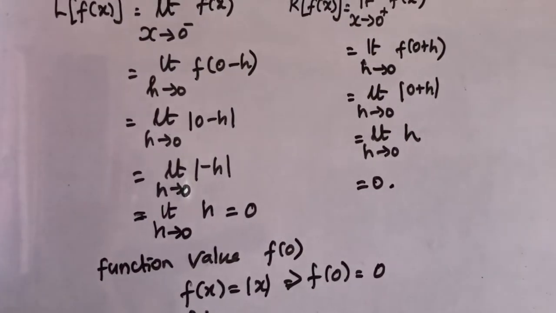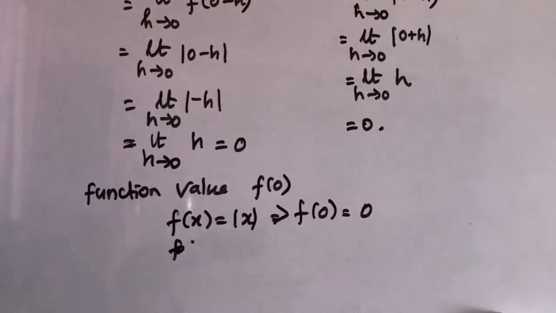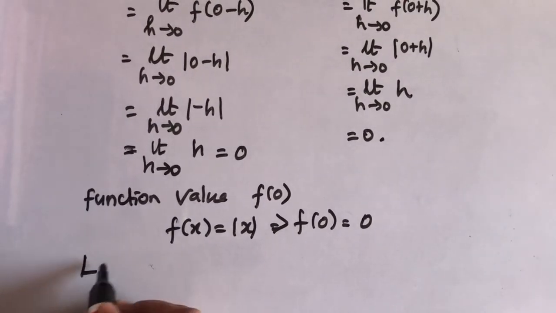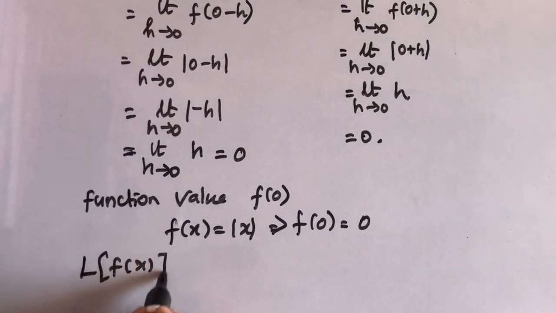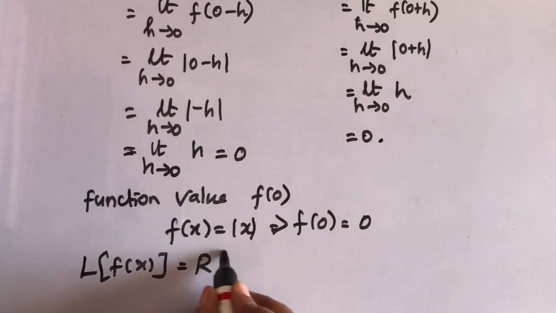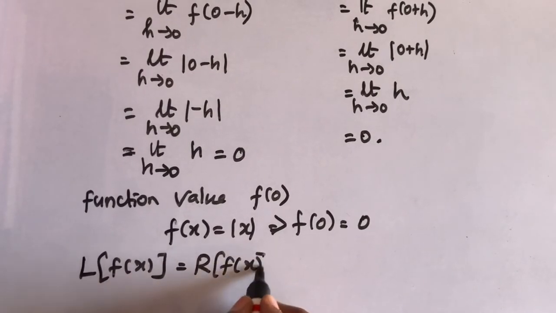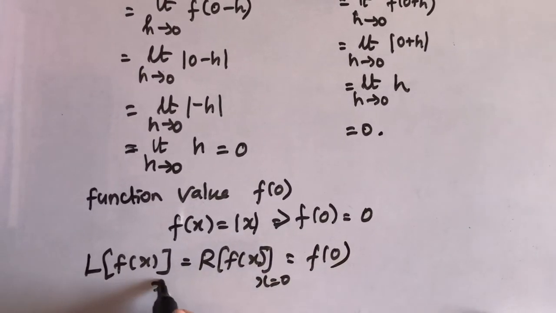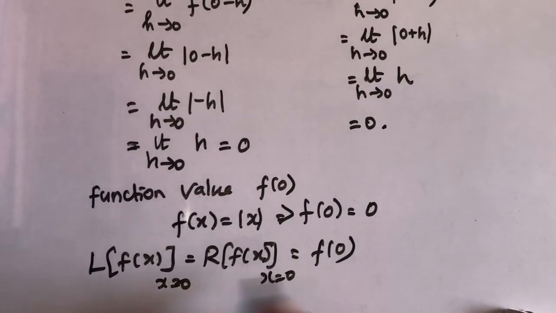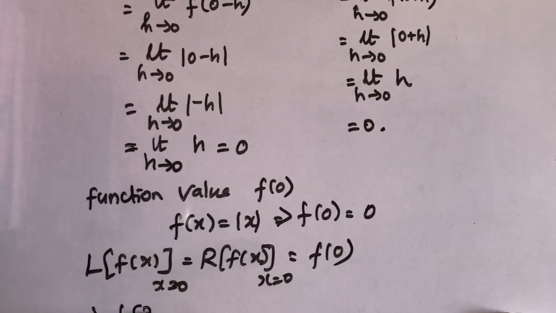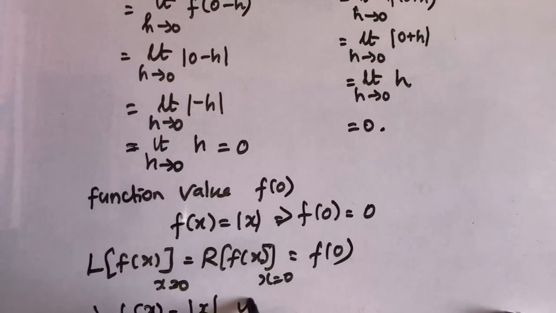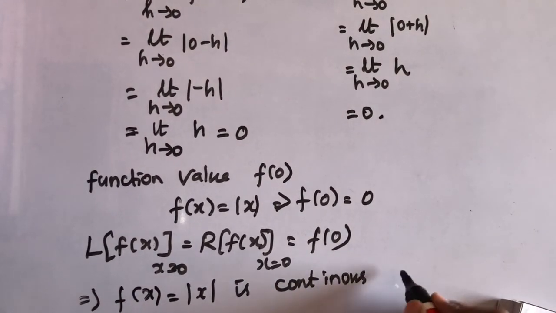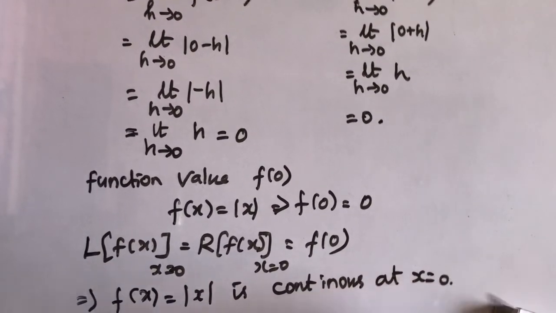Now, we have found that the left hand side limit, the right hand side limit and the function value are all equal. That implies L of f of x is equal to R of f of x is equal to f of 0. These are all at x is equal to 0. All are equal. That implies f of x is equal to modulus x is continuous at x is equal to 0.